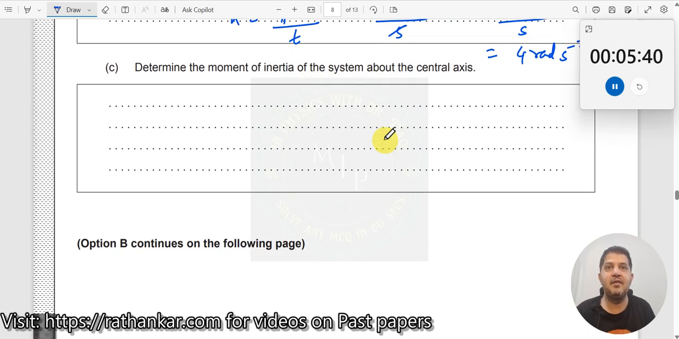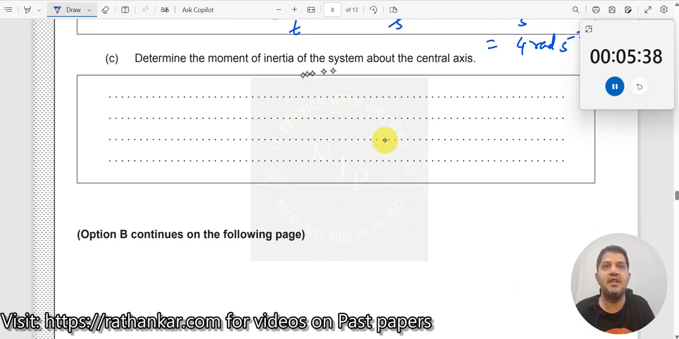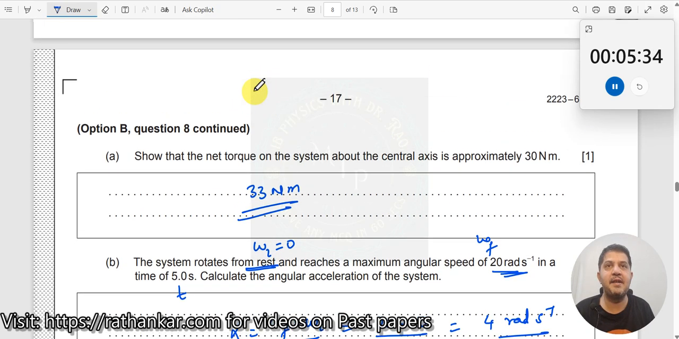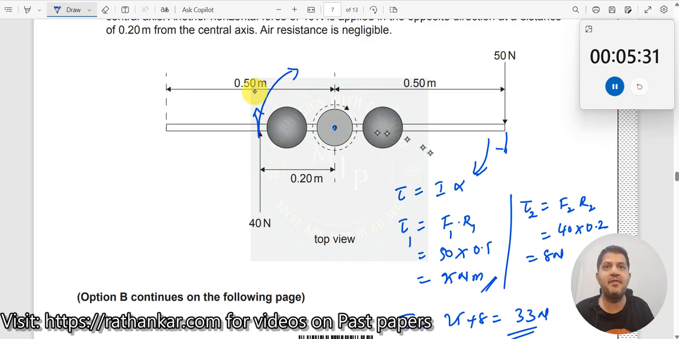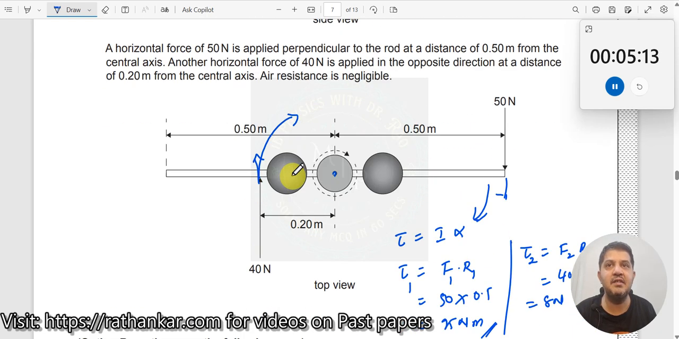Okay, now let us look at the next one. Determine the moment of inertia of the system about the central axis. How is the moment of inertia defined about this point? For a point particle rotating like this, you should get m1 into r1 square. Is the mass given here? Mass is not given, only force is given over here. So you need to find the moment of inertia another way.